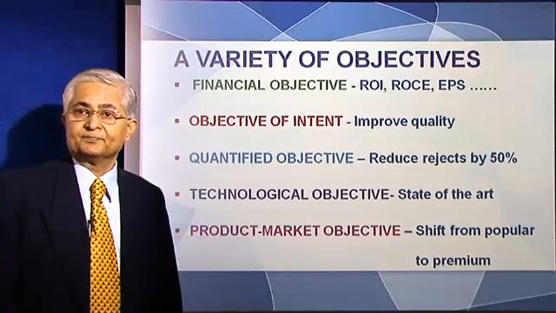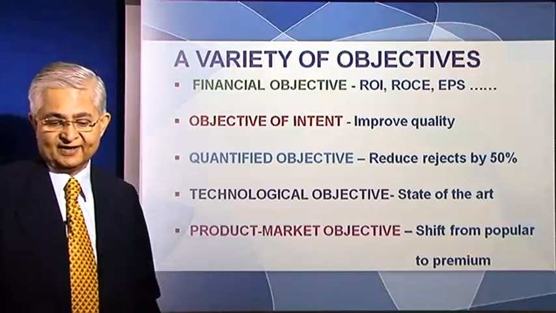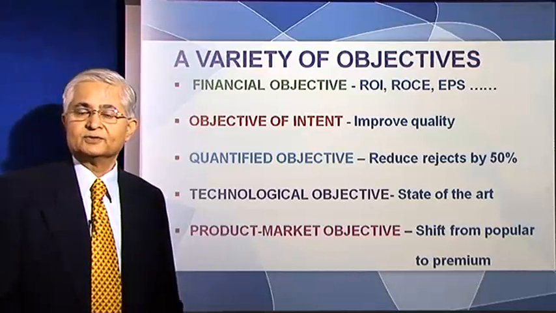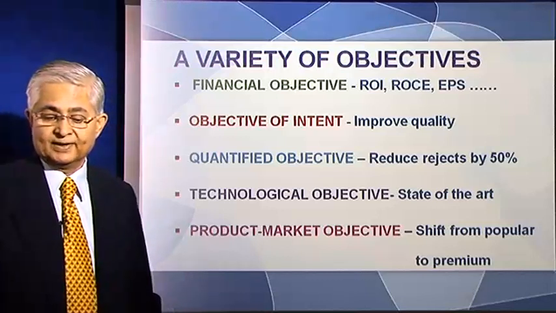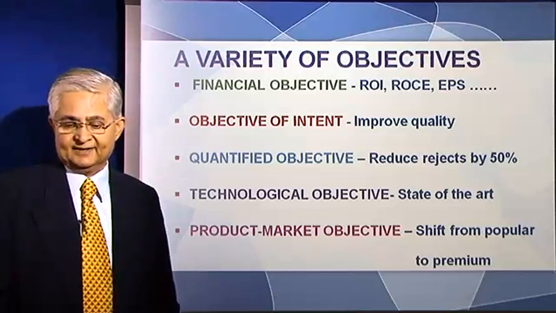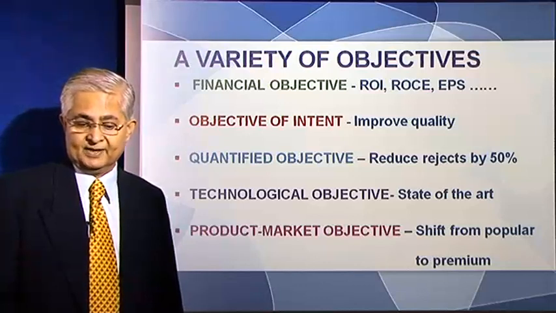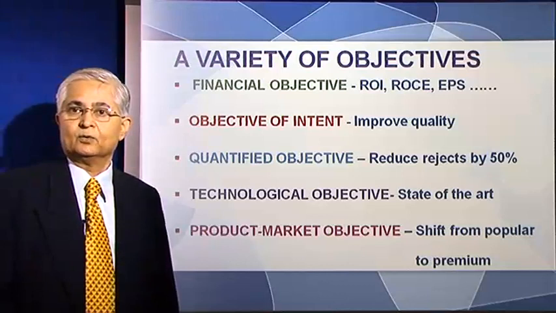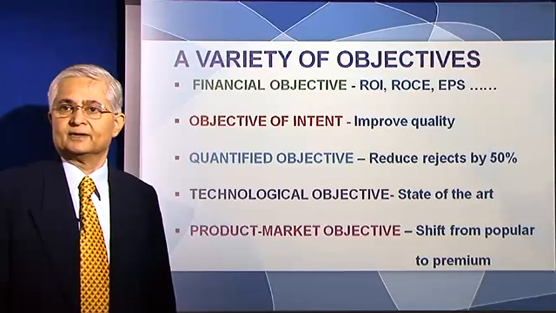We could say that an objective is a quantified objective. For instance, we could say that we have an objective where we reduce our rejects by 50%. This is different from a qualitative statement of an objective where we say that we improve the quality of products.